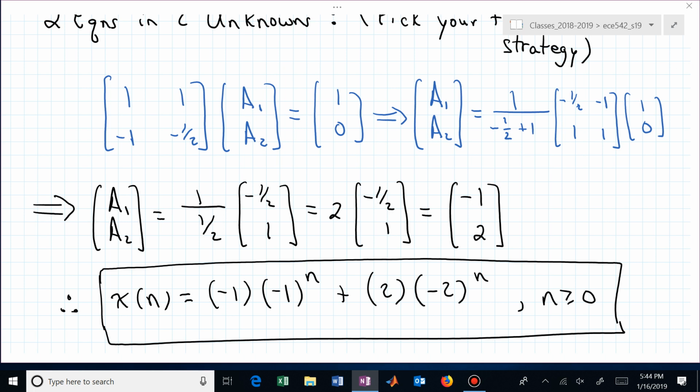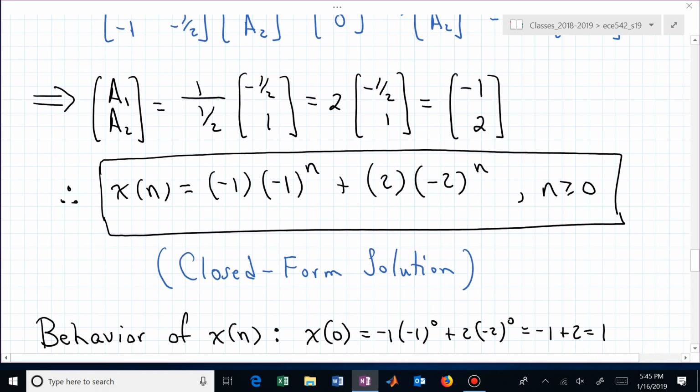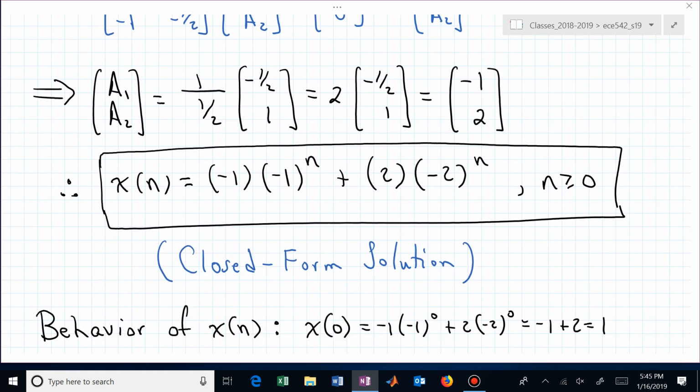Here the a sub 1 ends up being minus 1, and the a sub 2 ends up being 2. And that is the closed form solution. It's more than just the structure. It's the closed form solution.